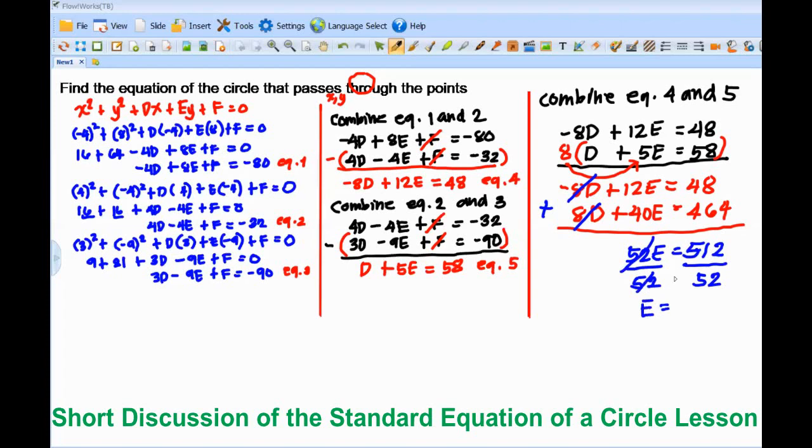Use your calculator. 128 over 30. It's not a whole number. It's not, sir. 512 divided by 52. Yeah, it's not. But in our answer last time, it was a whole number. Yes, it was number 8.